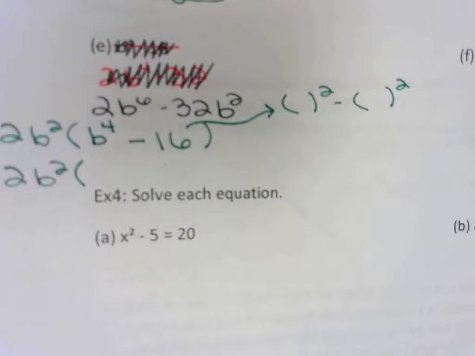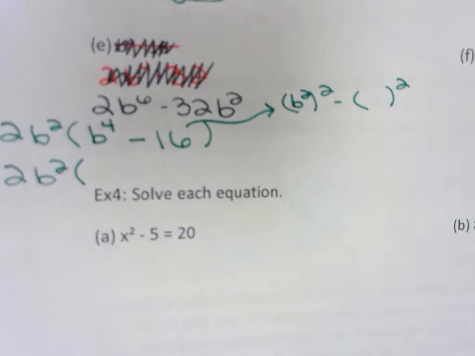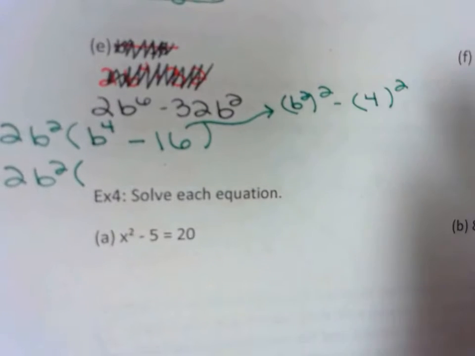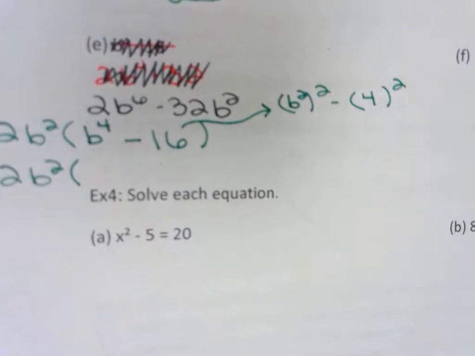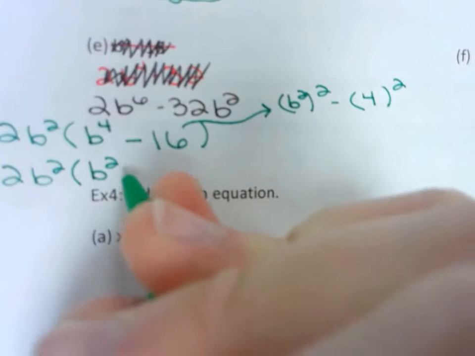So what squared will give me b to the 4th? B to the 2nd. Like we did on the warm-ups, you multiply your exponents. What squared gives me 16? 4. So rewrite it like this, because it helps you see what your first part is and what your second part is. So as I write my final answer, what will it look like? B squared plus 4. Yep.